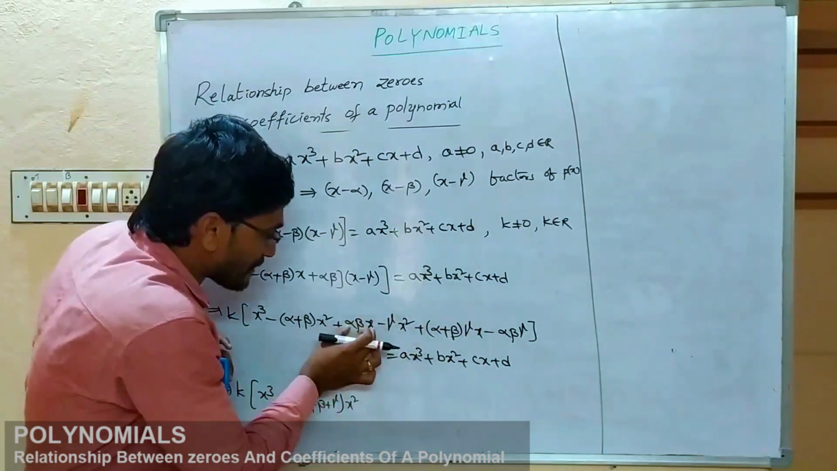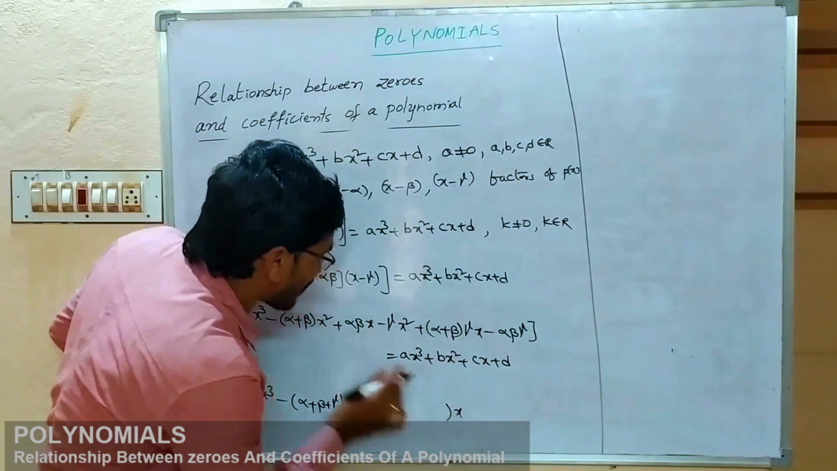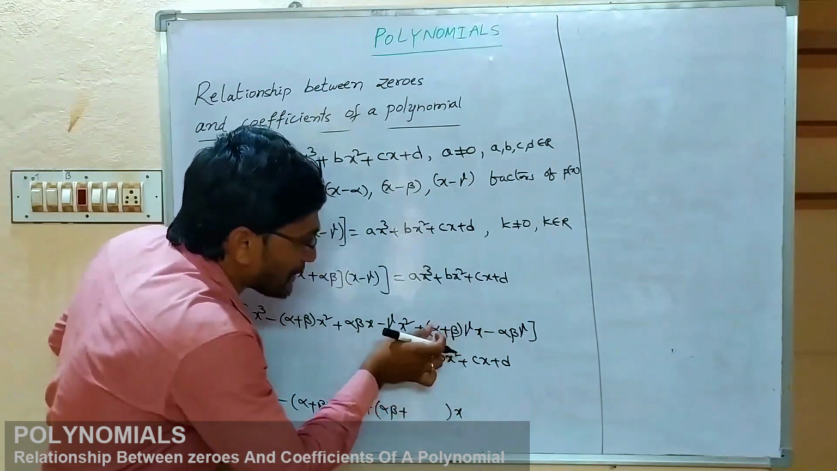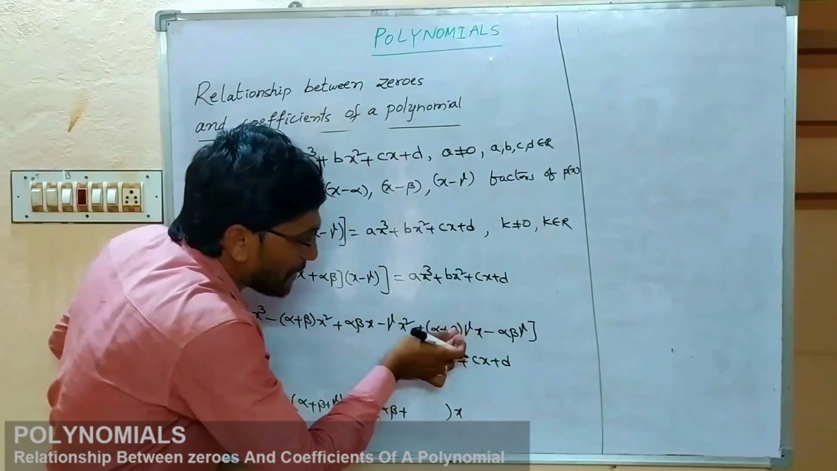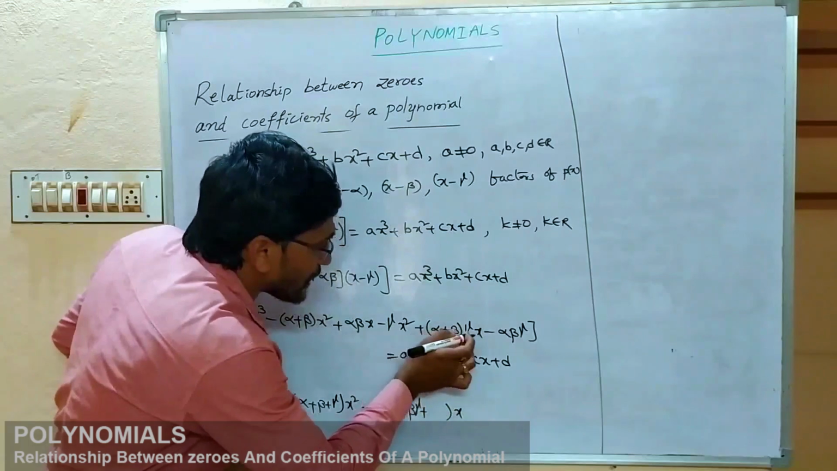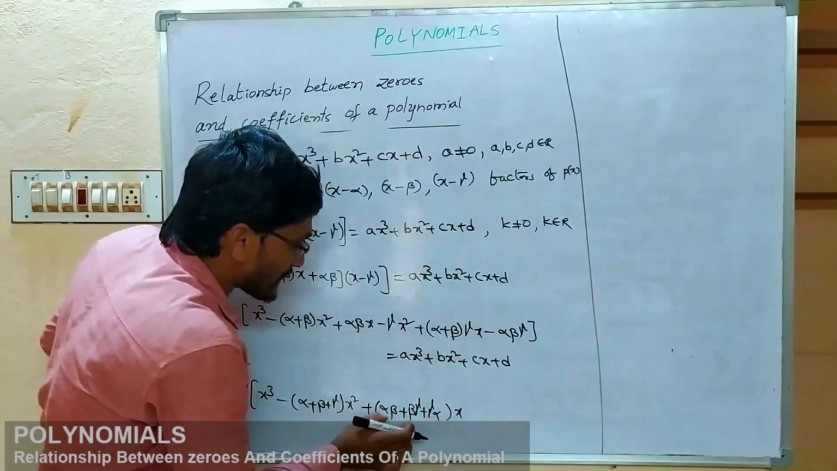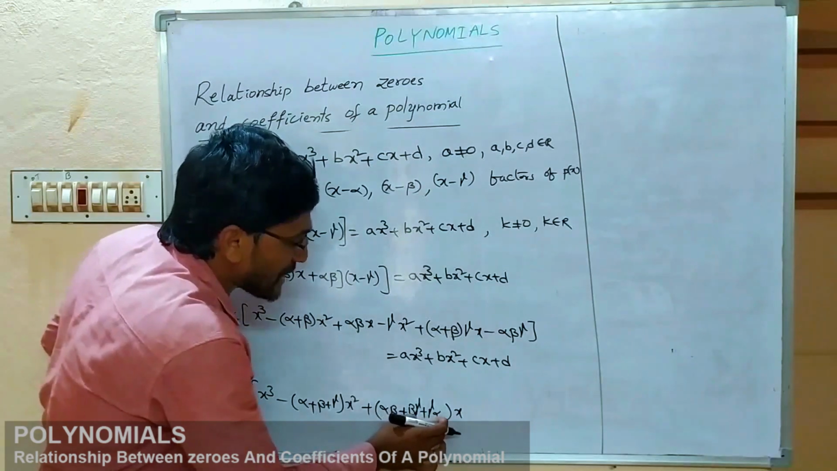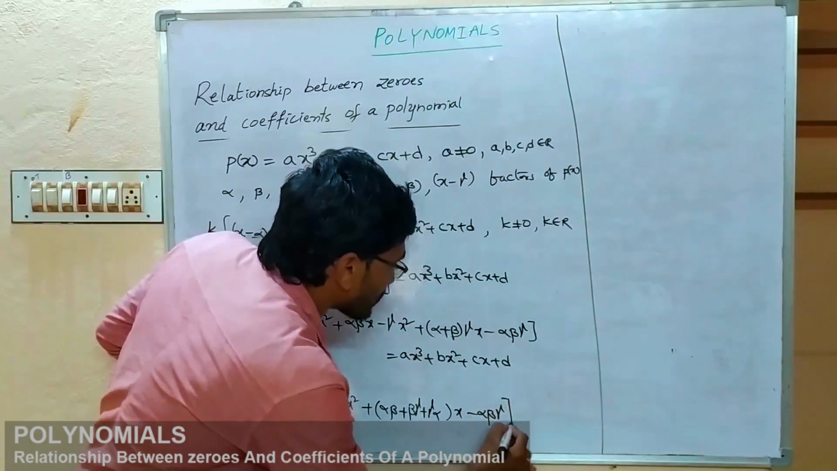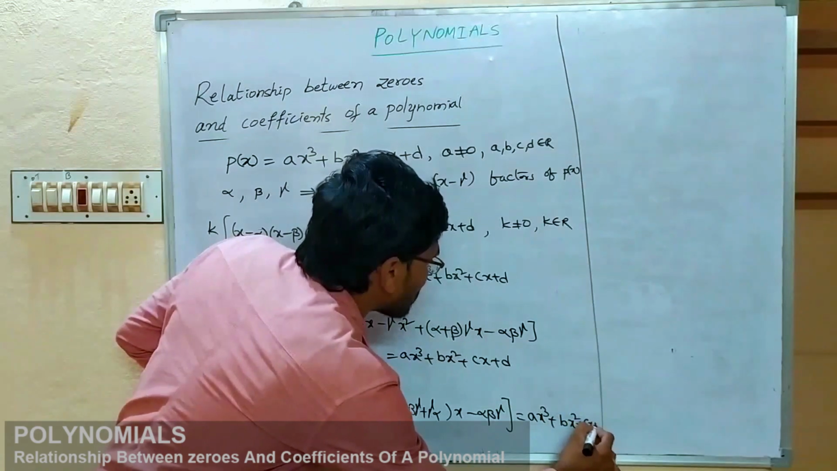So totally from this term and this term we can take x common. Then what we get? Alpha beta plus, here already x common, multiplied with alpha gamma plus beta gamma. I want to write in order: beta gamma plus gamma alpha. From these terms taking x common, we get (alpha beta plus beta gamma plus gamma alpha) into x, and remaining here minus alpha beta gamma, is equal to ax cube plus bx square plus cx plus d.